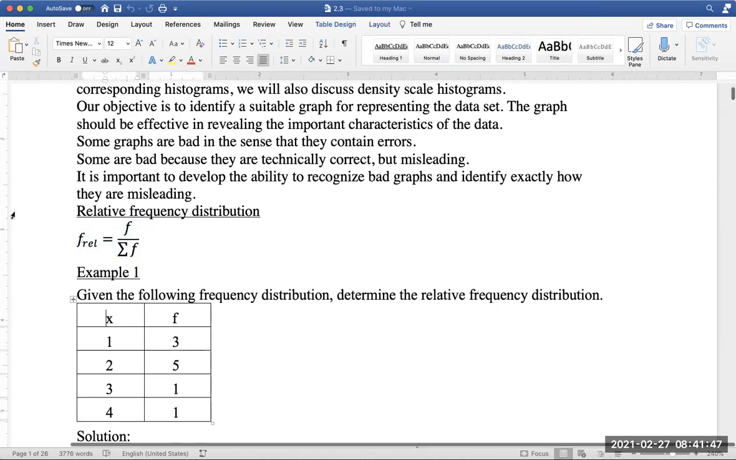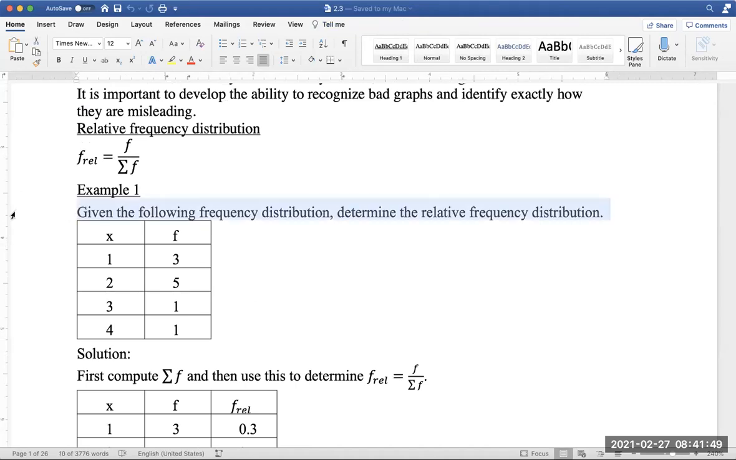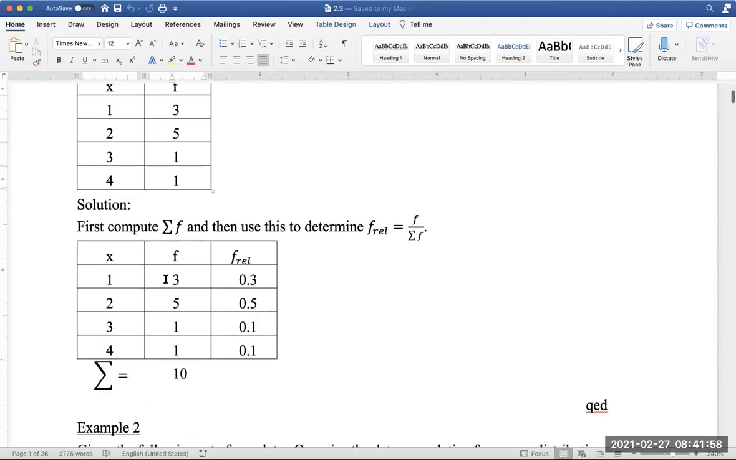Given the following frequency distribution, determine the relative frequency distribution. So I have 3 1s, 5 2s, 1 3, 1 4. Let's first add up all the frequencies. 3 plus 5, 8, plus 1, 9, plus 1, 10. And this symbol here, the Greek letter capital sigma, means to add. So I add up all the frequencies, I get 10.